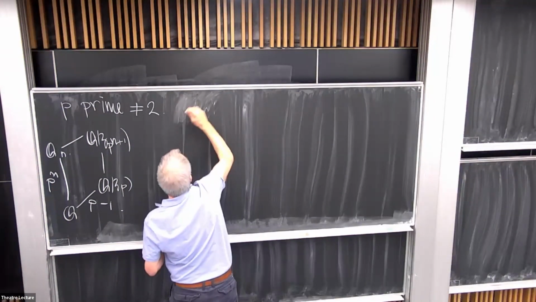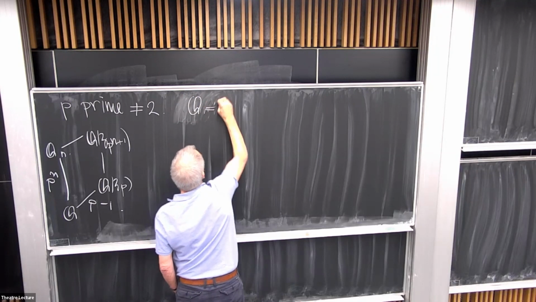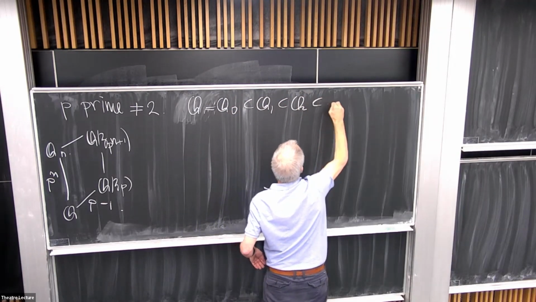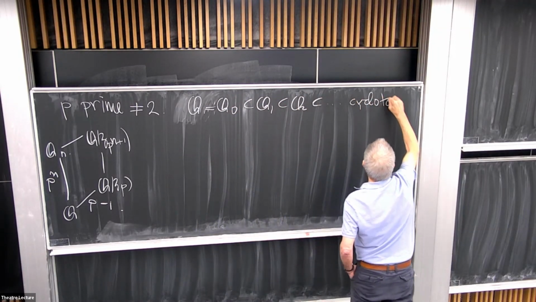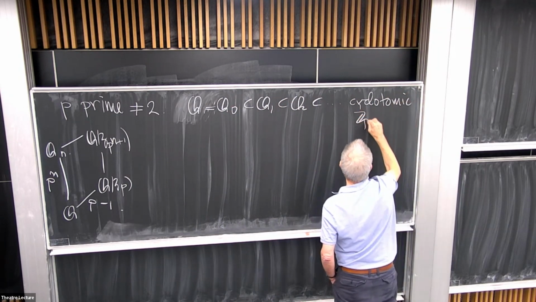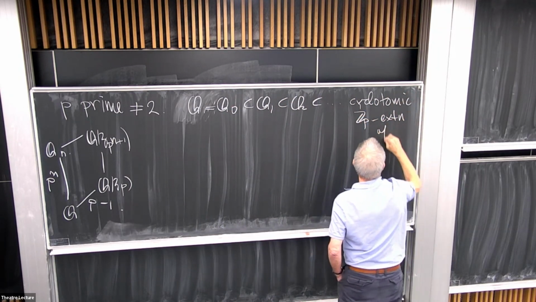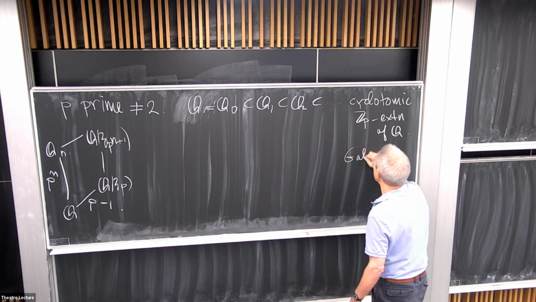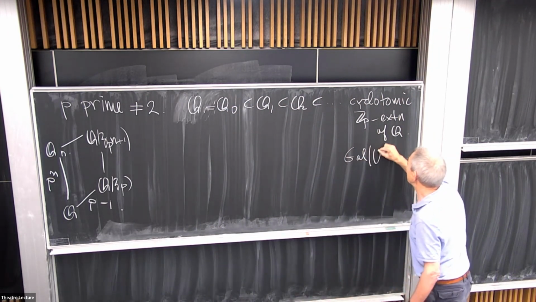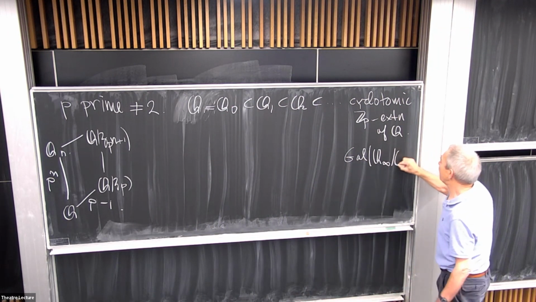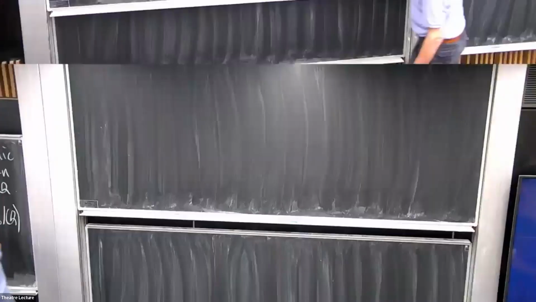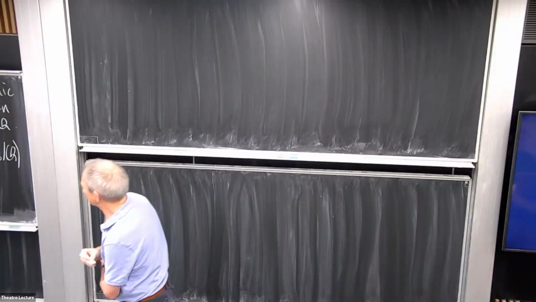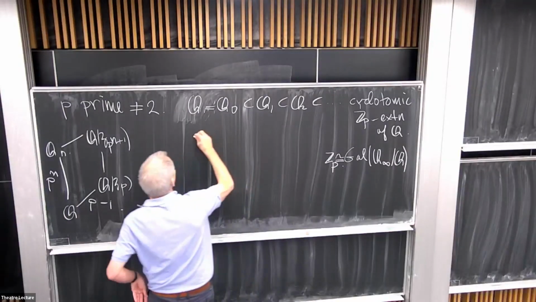So maybe I write it like this: Q_0 is in Q_1, in Q_2, etc. This is the cyclotomic Z_p extension of Q. It is called the Z_p extension because it is Galois. If I take the union of all these fields, let me call it Q_infinity, then this is an infinite Galois extension of Q, and the Galois group is the additive group of the p-adic integers. This is the cyclotomic Z_p extension.